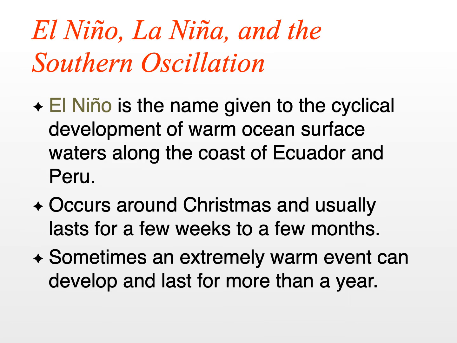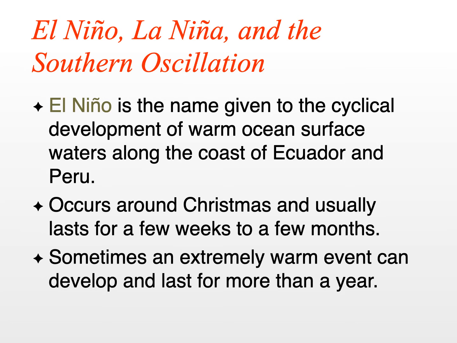So El Nino is the name given to a cyclical development of warm ocean surface waters that develop along the coast of Ecuador and Peru. And this water extends along the equatorial Pacific, sometimes all the way across the ocean basin. El Nino usually occurs around Christmas and can last from a few weeks to a few months to a couple of years.